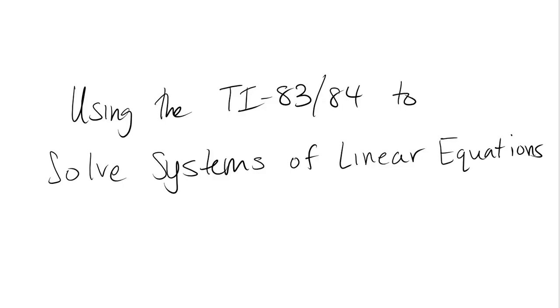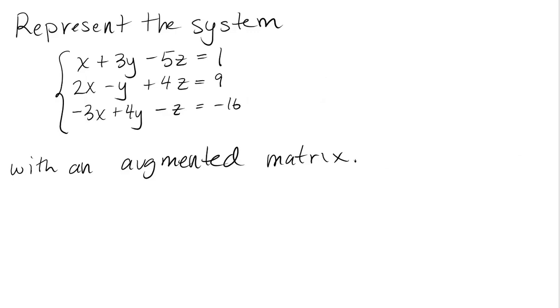So to practice, I want you to pause the video and see if you can represent the system on the screen here with a matrix. The matrix representation of this system would be as follows. I'm going to copy the coefficients of the first equation, 1, 3, -5. And then we're going to use this line segment to divide the coefficients from the numbers on the other side. That's where the equal sign falls. And then we'll write down the 1.